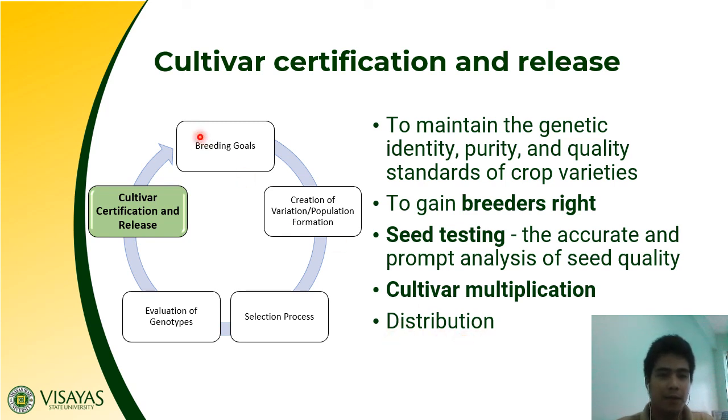So again, these are the basic steps in plant breeding. So I will review. We have here breeding goals, creation of variation, selection process, evaluation of genotype, cultivar certification, and release.